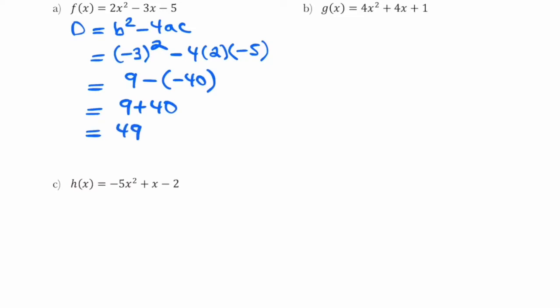Now notice our discriminant came out positive. Once again, we didn't care what the number was, just that it's positive. So therefore, this quadratic equation has two distinct or different roots.